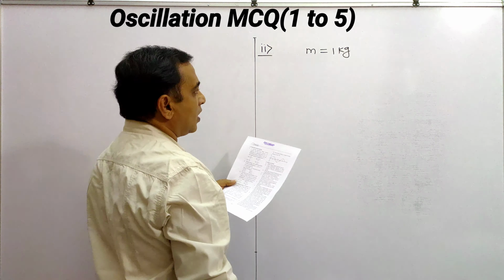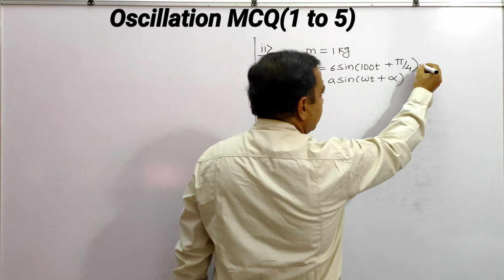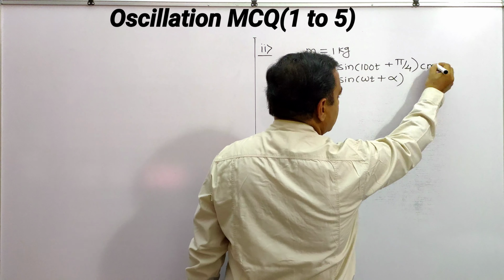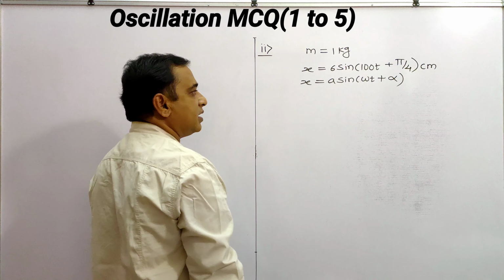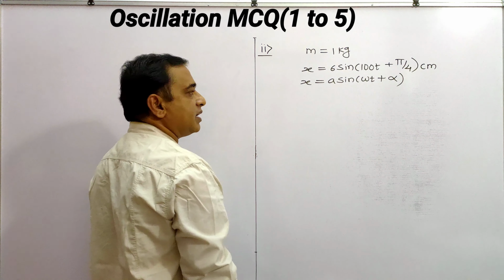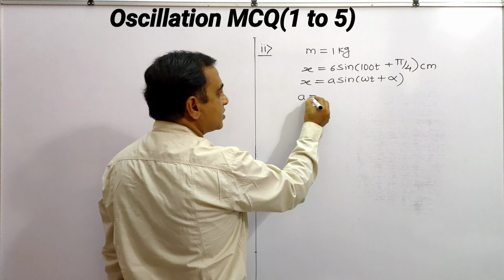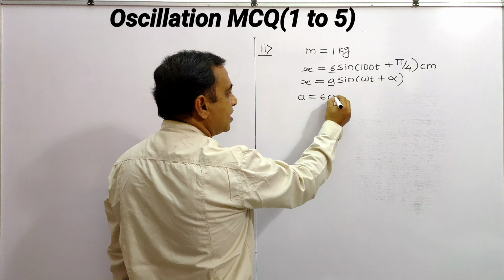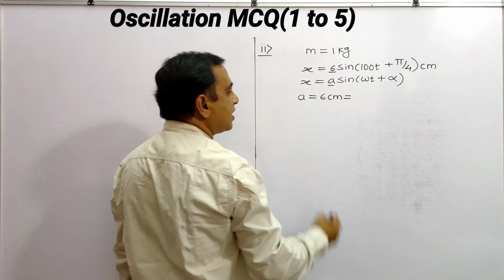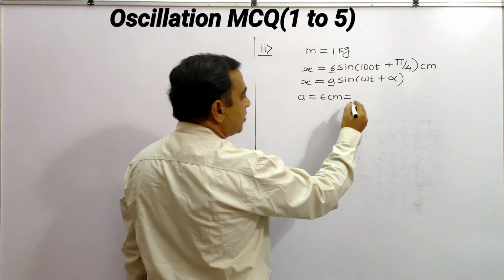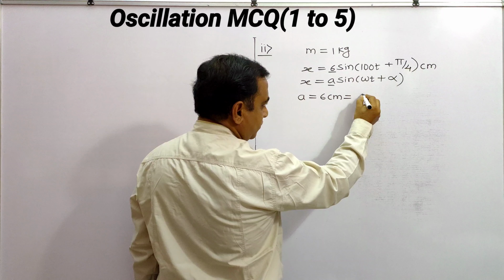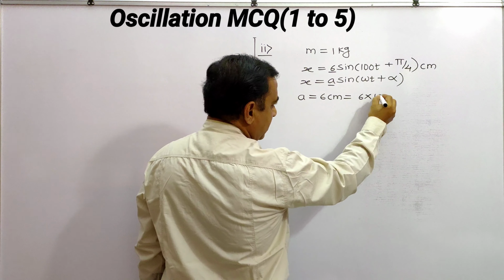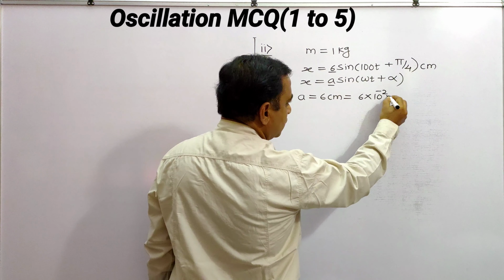This is given in what we say CGS form, so it is in centimeter actually, though it is not mentioned in this one. If we compare with this, A means how much? A means 6 centimeter. If you want to convert that into meter, it is given by 6 into 10 raised to power minus 2 meter.